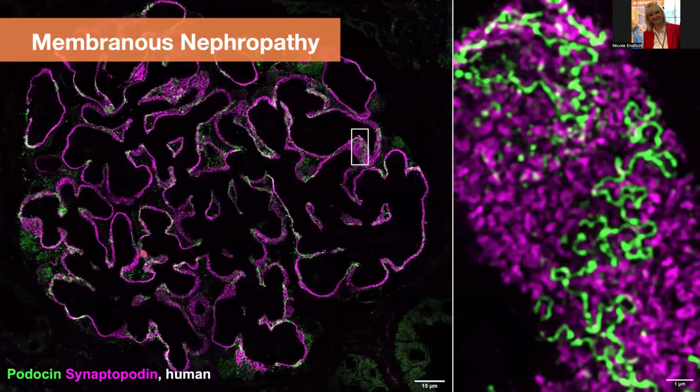So another example showing membranous nephropathy. You see a lot of podocytes are still attached. This is a glomerulus, and you only see stained the filtration slit in this area and the podocyte here with synaptopodin indicated. And you see again there's a change of the filtration slit length.